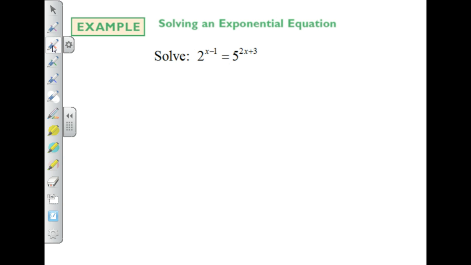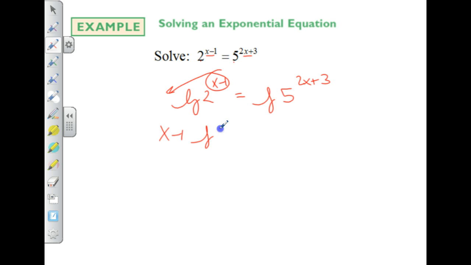If 2 was equal to 2, this would be an easy problem. I'd just set the exponents equal to each other, but because they're not, I'm going to log both sides to undo the exponents. So what does that mean? Undo it. I'm going to dump them out front. So x minus 1, that's the third property, equals 2x plus 3 times the log of 5.